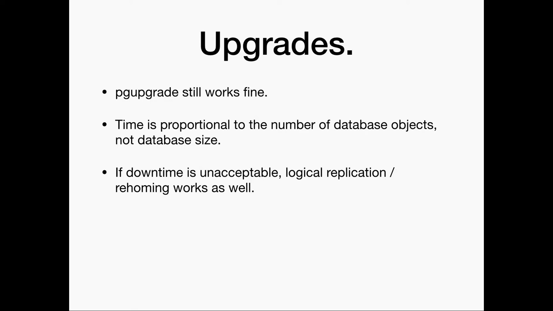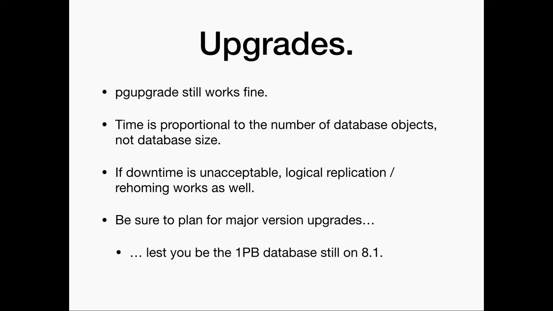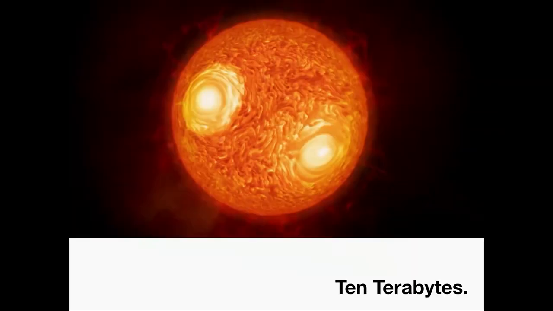If the downtime on PG upgrade is unacceptable, then it's time to consider doing the upgrade by logical replication and rehoming. We have in-core logical replication now that can handle the problem very nicely. In-core logical replication is actually really fast also, so it's very nice. Just remember it doesn't replicate sequences automatically, so fix that before you bring it back up, or all your primary keys that are based on serial start breaking. Just be sure to plan for major version upgrades lest you be this 1 petabyte database that's still on 8.1 and is still in production.